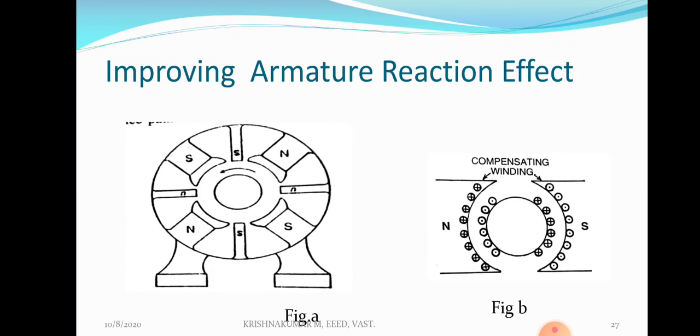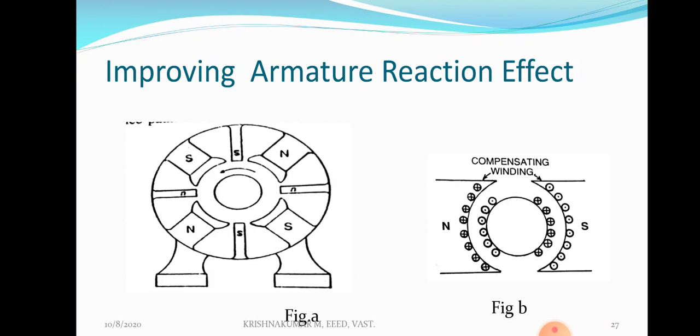Look at figure B. This is the second method for improving the armature reaction effect: compensating winding. Two main poles, north and south, are shown in this figure. The wider part of the pole is known as the pole shoe, as we studied in the constructional details. The compensating winding is provided in the pole shoes of a DC generator. The direction of current through the compensating winding is opposite to the direction of current through the armature conductors under the influence of that particular pole.